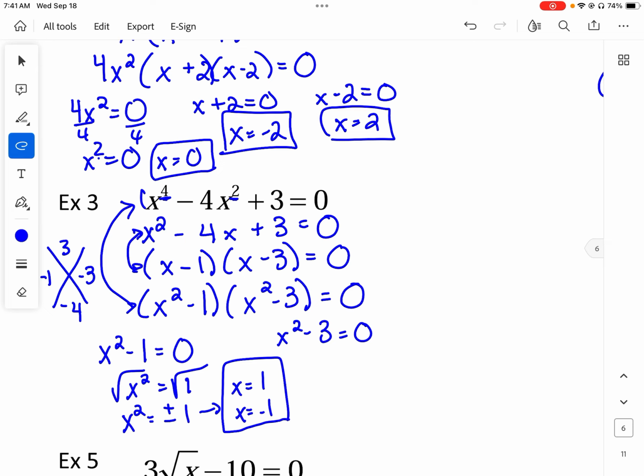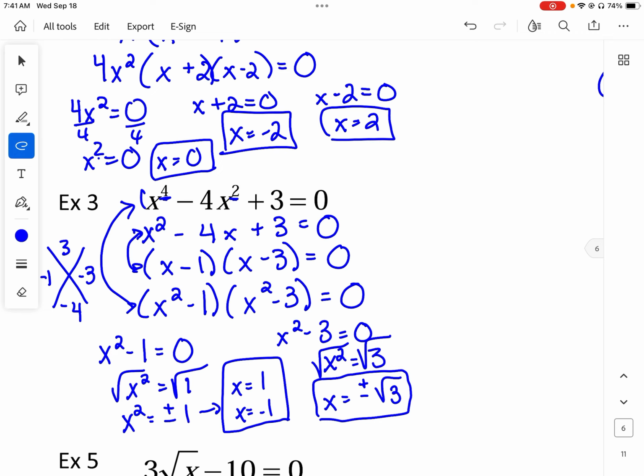Now we need to do this last equation. So we have x squared equals 3. Take the square root, and we get x equals plus minus square root of 3, which means we have x equals square root of 3 and x equals negative square root of 3. So we actually have 4 solutions on this one.